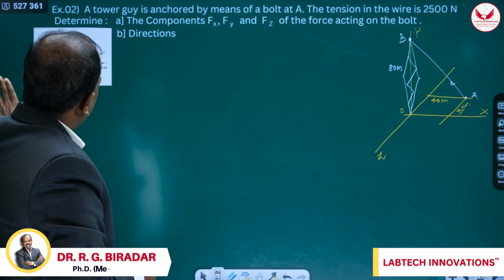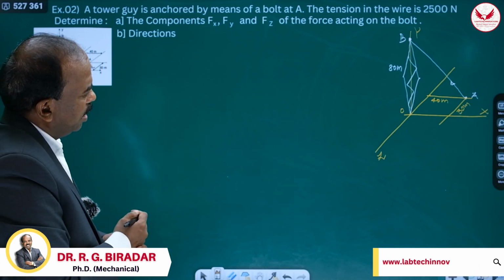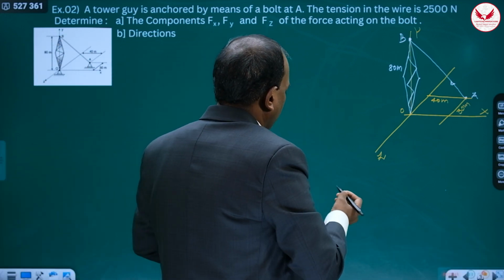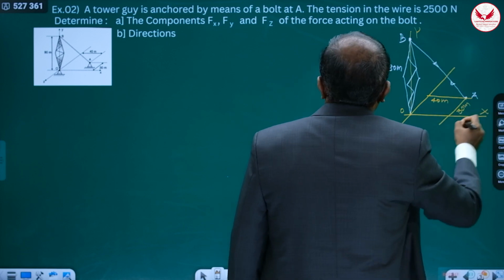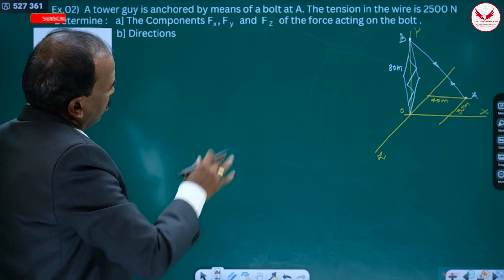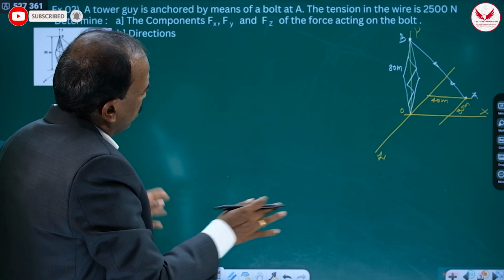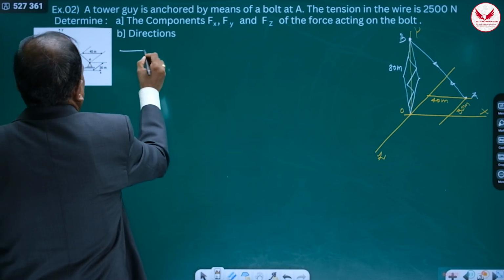In the examination, always for explaining, if you draw a neat figure, it will be much better. So a single force is there, and that force is going to be like this, AB, tensile force. This is the cable, correct? Or there is some bolt fixed at A, the tension in the wire is 2500, whatever that wire is there. Means, how to solve?